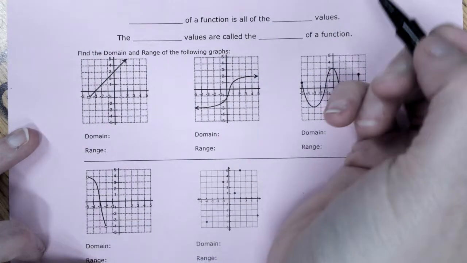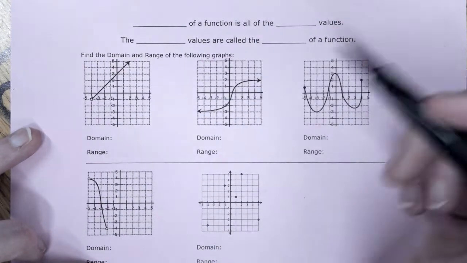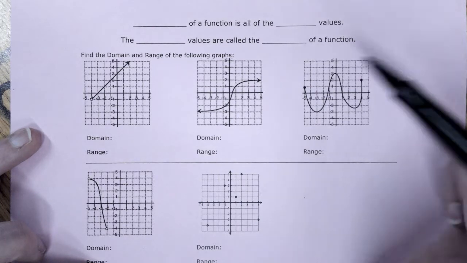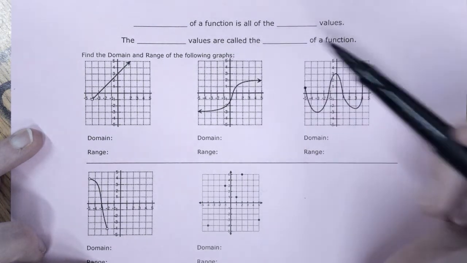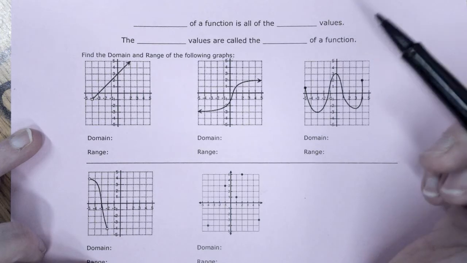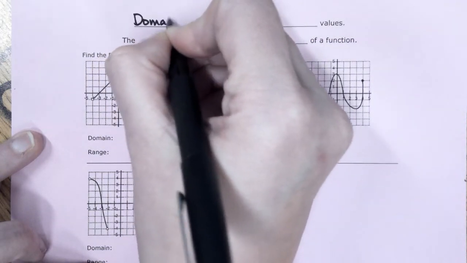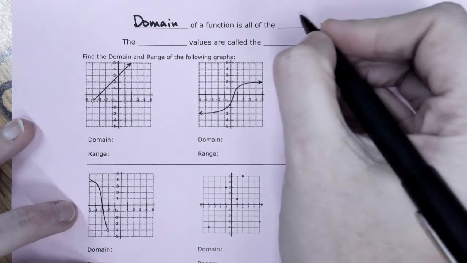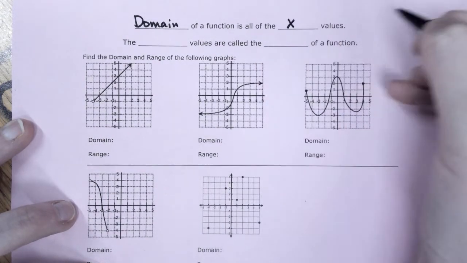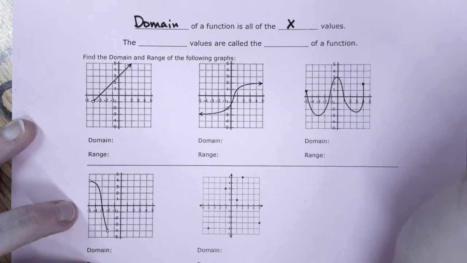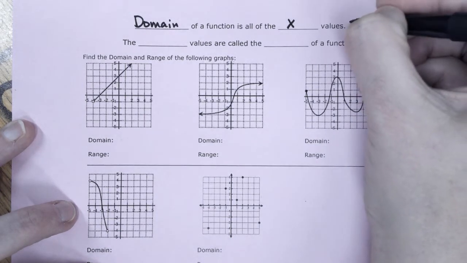So domain and range are another way we call the input and output values. But it doesn't specifically mean x and y. It means the acceptable x values. So the domain of a function is all of the x values. And it's the x values that make sense for a situation.